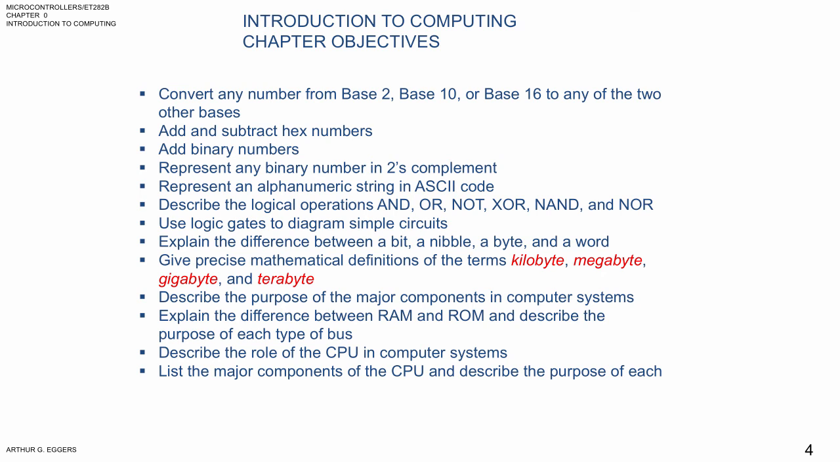Explaining the difference between random access memory and read only memory, your RAM and your ROM, and describing the purpose of each type of bus on the particular circuit board. Describing the role of the central processing unit, the CPU, in a computer system. And then finally listing the major components of the CPU and describing the purpose of each.